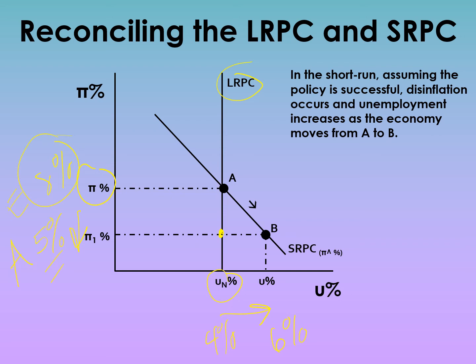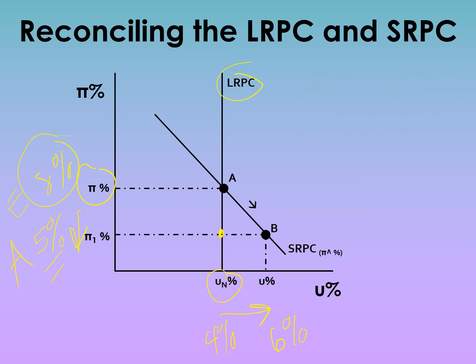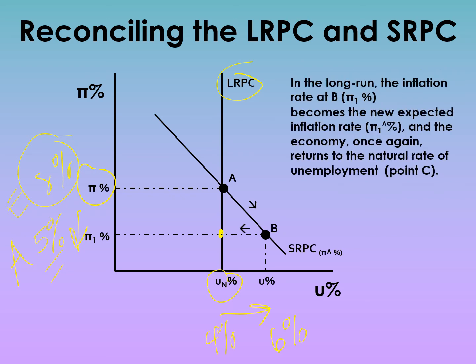So if 5% is what we start to expect, all of a sudden, we're going to get a new short-run Phillips curve. And this new short-run Phillips curve is going to correspond to our new expected inflation rate of 5%. So like if this first Phillips curve was an 8% Phillips curve, this new one that we just drew is a 5% Phillips curve, okay?